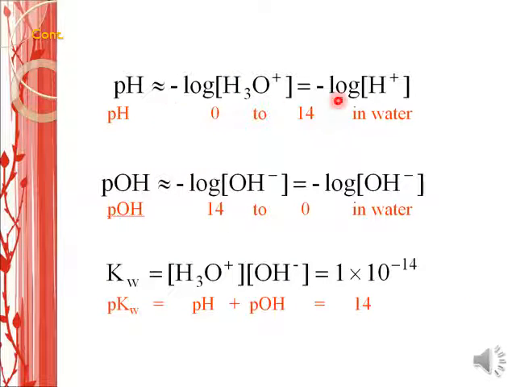So again, to get pH, you take the negative log of the H3O plus concentration. If you want to get pOH, you take the negative log of the hydroxide concentration. And the relationship is that Kw is equivalent to the multiplication of the hydroxide and H plus concentrations. The value of Kw is 1 times 10 power negative 14, and pKw is equivalent to pH plus pOH, equal to 14.